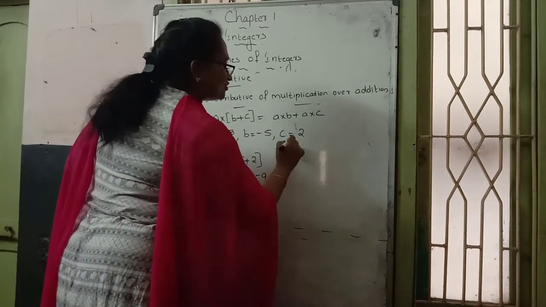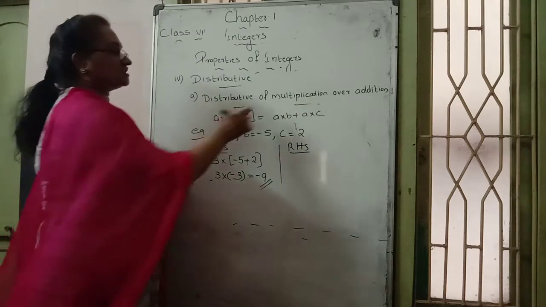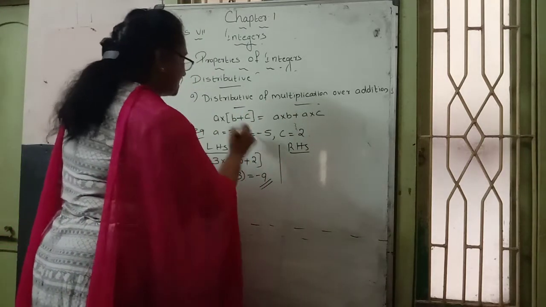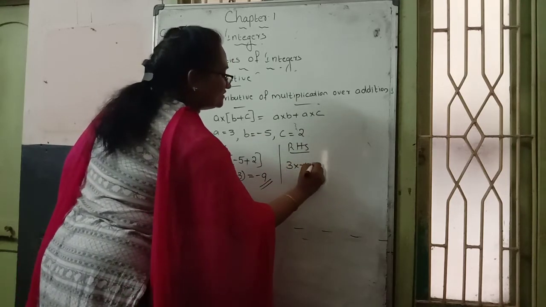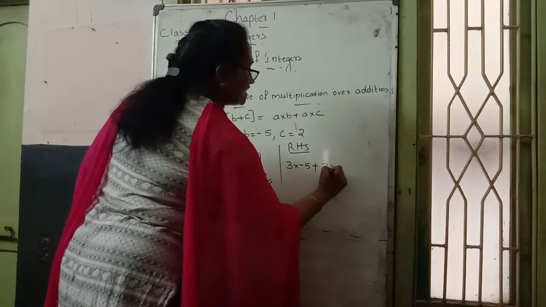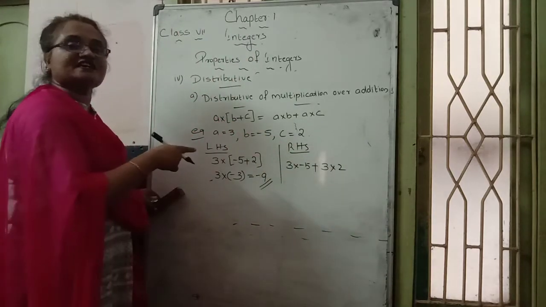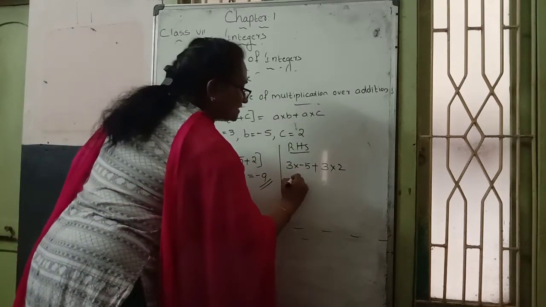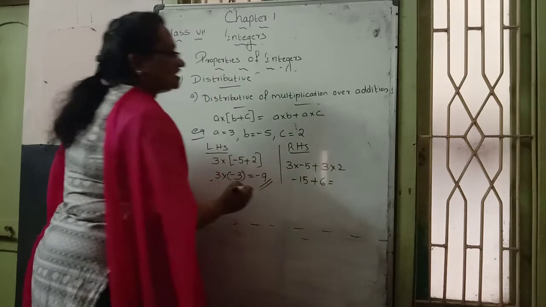In the same way we want to check whether the RHS answer also becomes minus 9. Check it. Here A into B: the A value is 3, the B value is minus 5, plus A into C: the A value is 3, the C value is 2. Solving, do we get the same minus 9? 3 into 5 becomes minus 15. Plus 3 twos are 6.